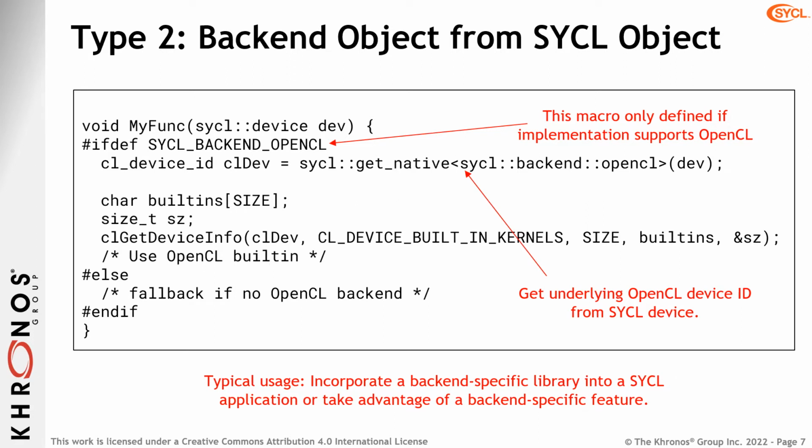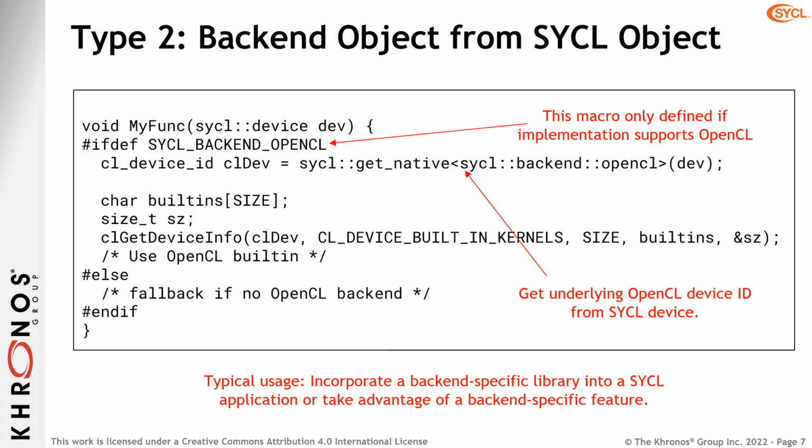The interop function getNative provides a way to do this. GetNative is again a templated function where the template parameter identifies the backend, and the function parameter in this case is the SYCL device object, and the return value is the corresponding CL device ID. Once you have the device ID, you can use any of the normal OpenCL APIs on that device. So for example, here we illustrate calling CL get device info to enumerate the built-in kernels. And you can imagine that there might be other code later that invokes one of those built-in kernels.